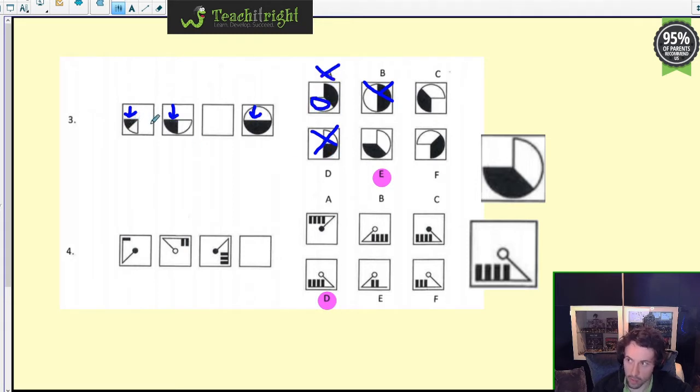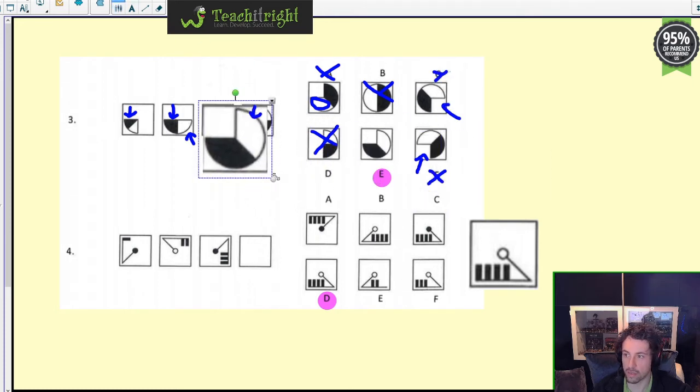Also, in the way that we're adding on our shapes, we've seen from here to here the shape's not rotating anyway, so I don't like the idea in F of having an empty space in here. And similarly, because we filled in this bottom right-hand corner here, I would expect on C the bottom right-hand corner to be filled in. So that makes this the answer. So E is the answer for number 3.